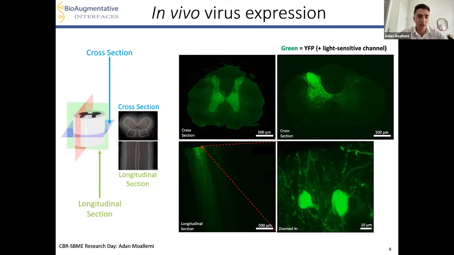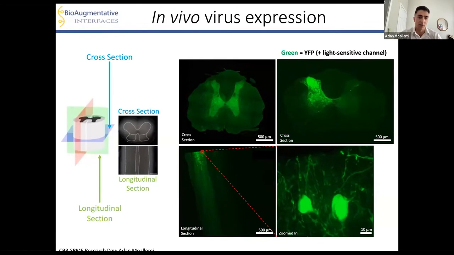The confocal microscopy images I collected on the top right are cross sections of the spinal cord, and the image on the bottom right is a longitudinal section with a zoomed in portion indicated by the red box. The light green fluorescence in these images is representative of these light sensitive channels. Based on these images, we have shown that this virus expression of this light sensitive channel is optimal for future work when proceeding to insert this LED probe, which was described in the previous video, after creating spinal cord injury animal models to observe for regeneration.